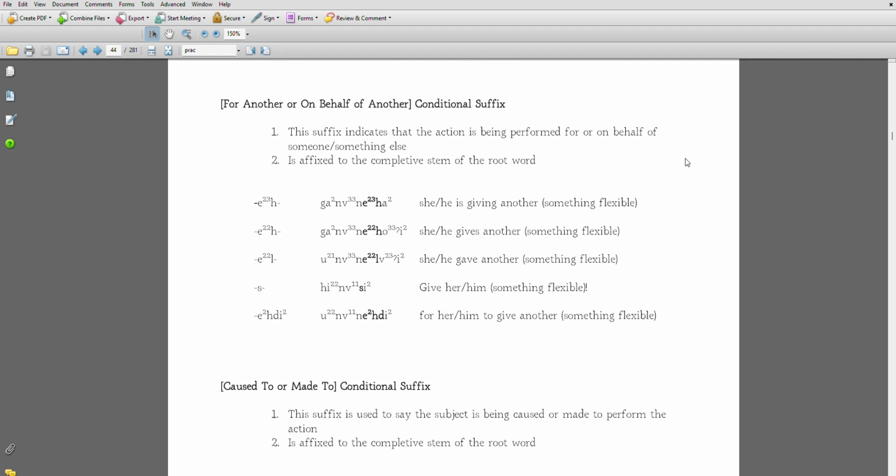For another or on behalf of another. This suffix indicates that the action is being performed for or on behalf of someone or something else. It is affixed to the completive stem of the root word.